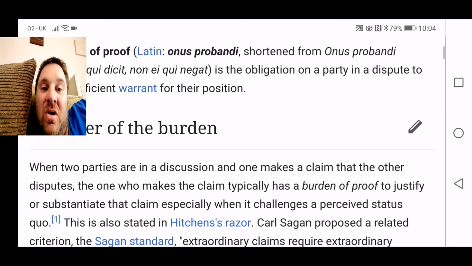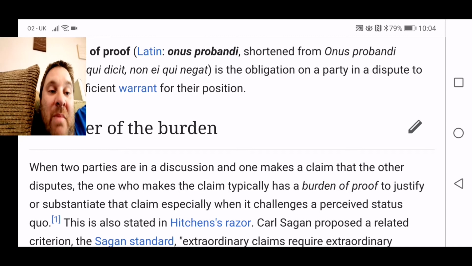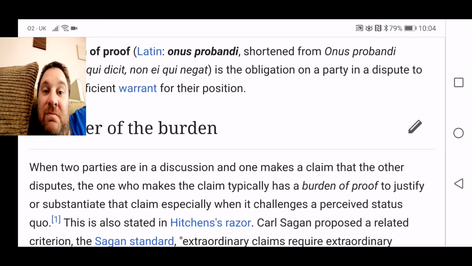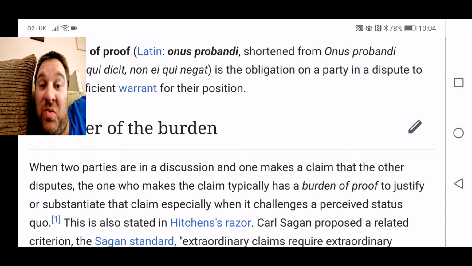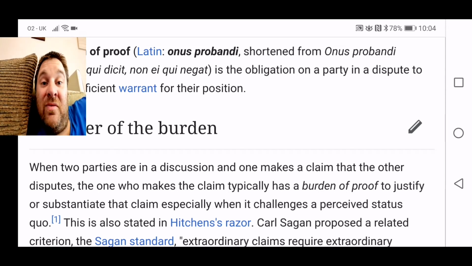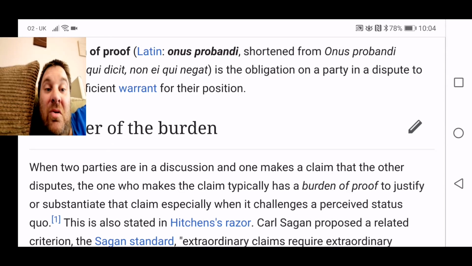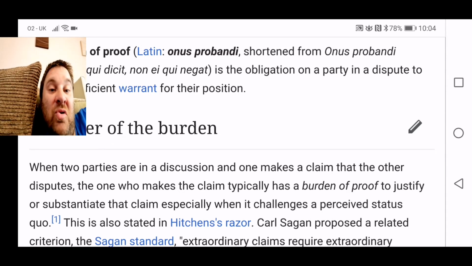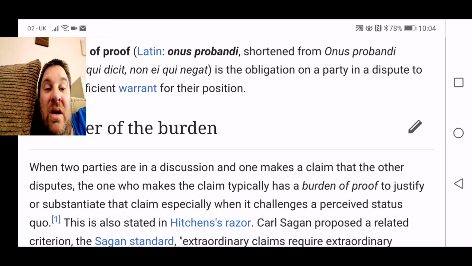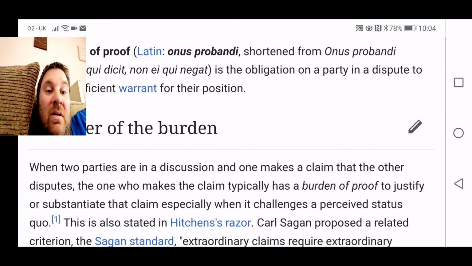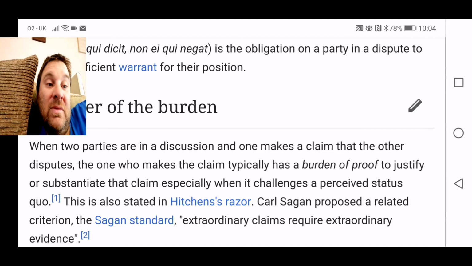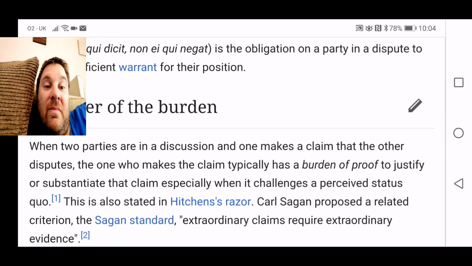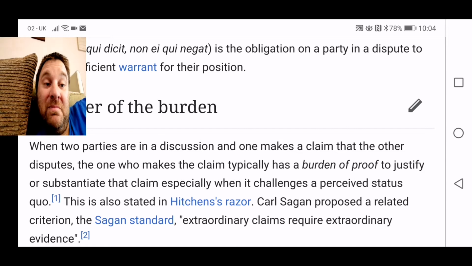Holder of the burden. When two parties are in a discussion and one makes a claim that the other disputes, like the globe earth is the claim, people like me are disputing that, denying it and questioning it. The one who makes the claim typically has the burden of proof to justify or substantiate that claim, especially when it challenges a perceived status quo. Yeah? So the globe is the affirmative claim. So the burden of proof is on the claim.